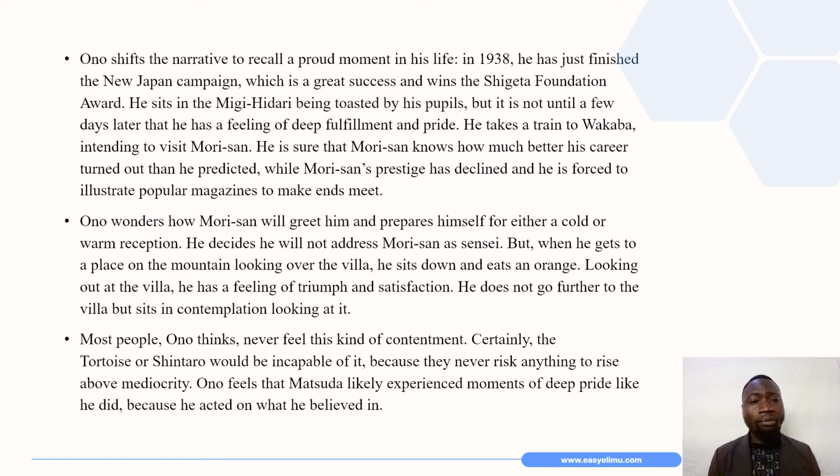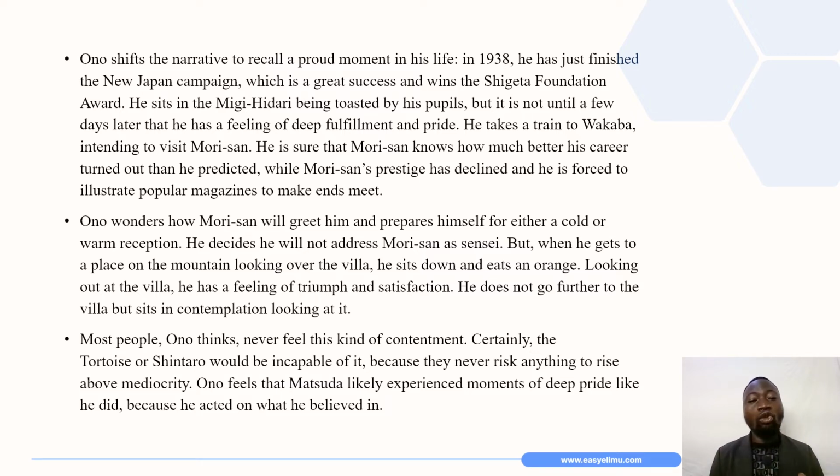So what happens next, dear students, is that Ono shifts the narrative to recall a proud moment in his life, in about the year 1938. He has just finished the new Japan campaign, which is a great success and wins the Shigeta Foundation Award. During this flashback, he sits in the Mijihidari being toasted by his pupils, but it is not until a few days later that he has a feeling of deep fulfillment and pride.